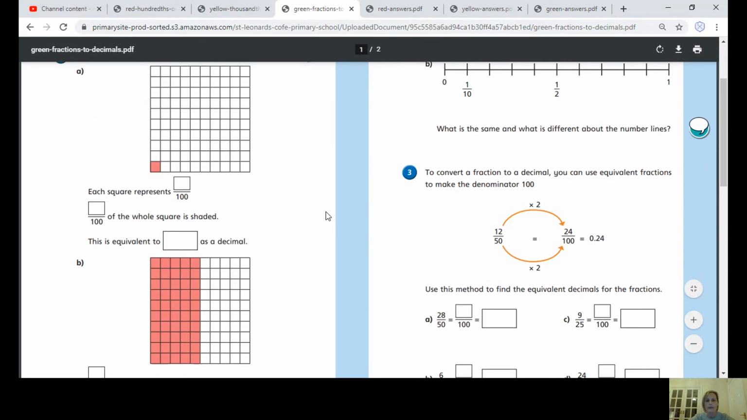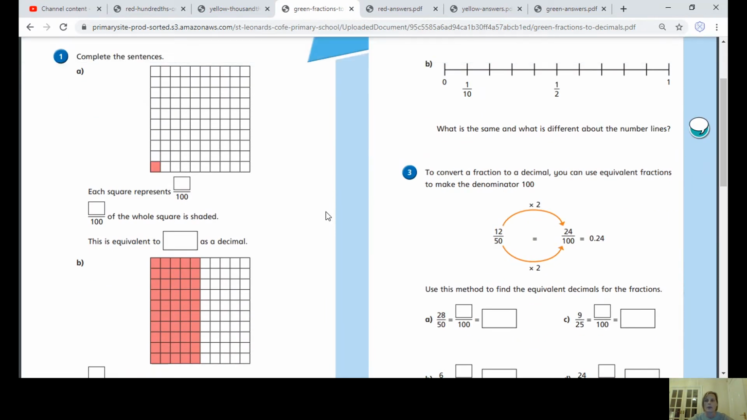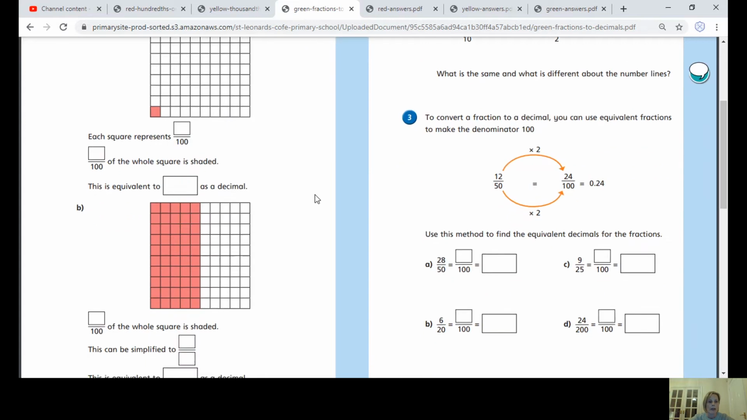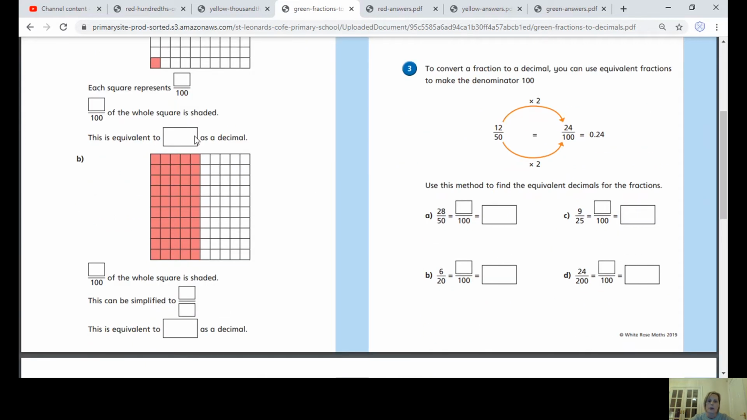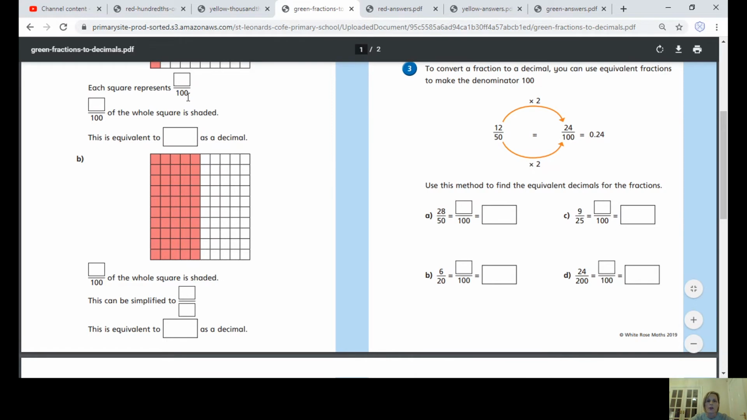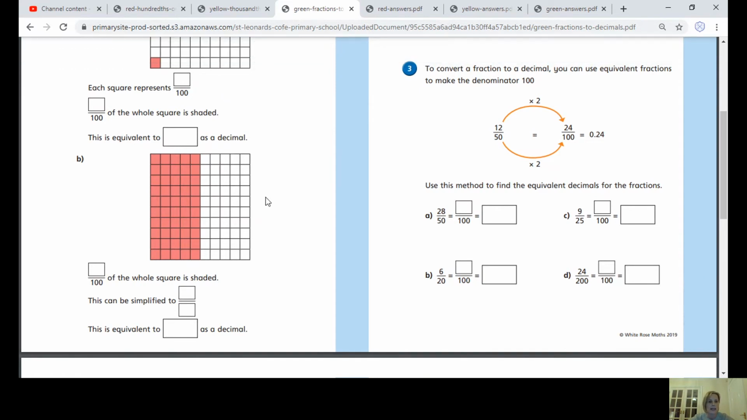So first of all, right, when we're looking at hundreds, obviously it needs to be on a 100 grid, so it's out of 100. Okay, so if 1 square is shaded, what would that look like out of 100? What is that equivalent to as a decimal? So think about it. Okay, this is a hundredth.